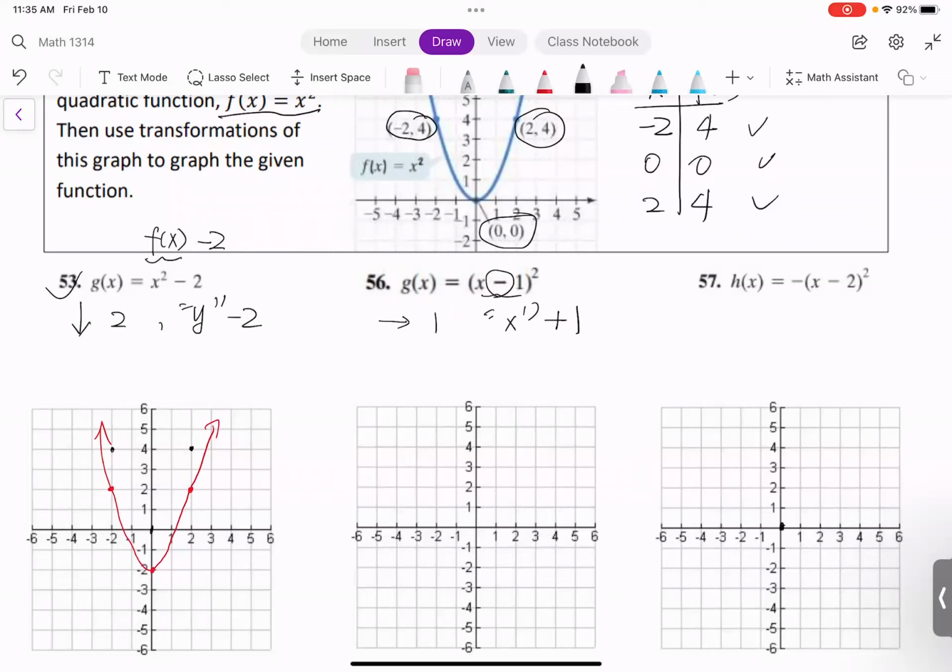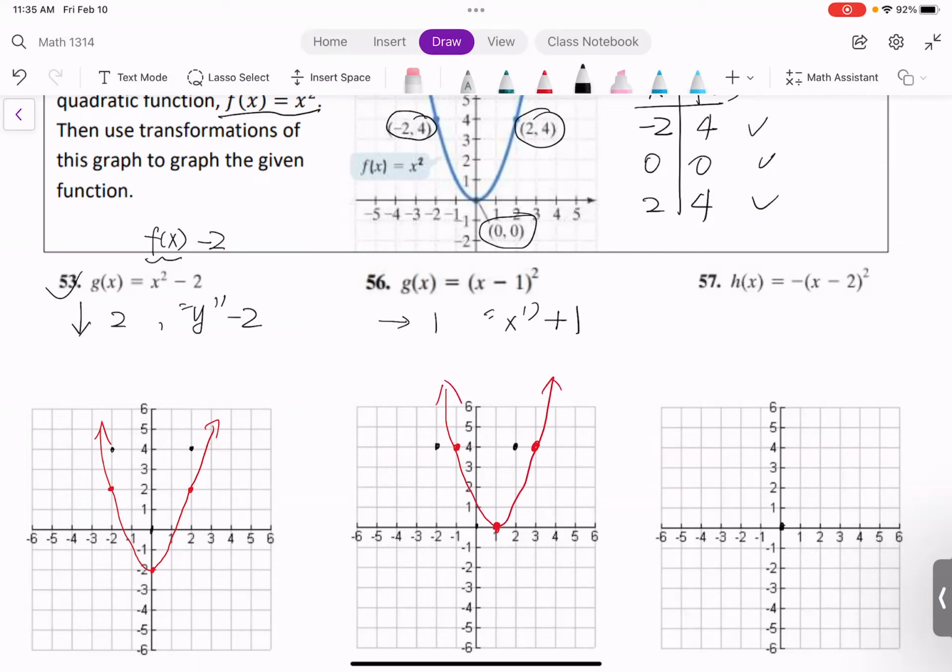Let's plot the original 3 key points on the graph and then move every point to the right 1 unit. The key points are -2, 4, 0, 0, 2, 4, and move them to the right 1 unit. The first key point is here. The second key point comes here. The third key point is here. Let's use a smooth curve to connect them.